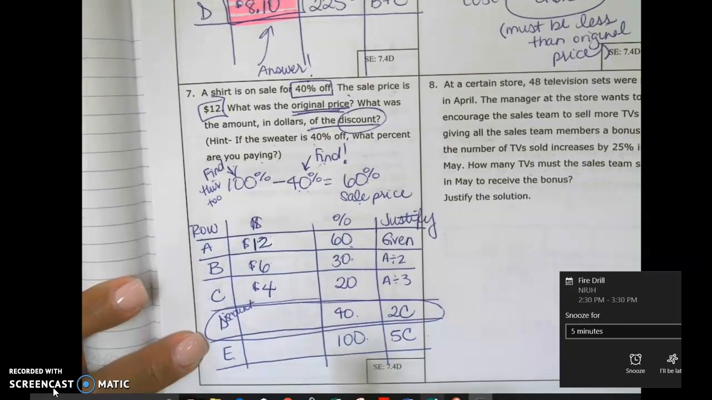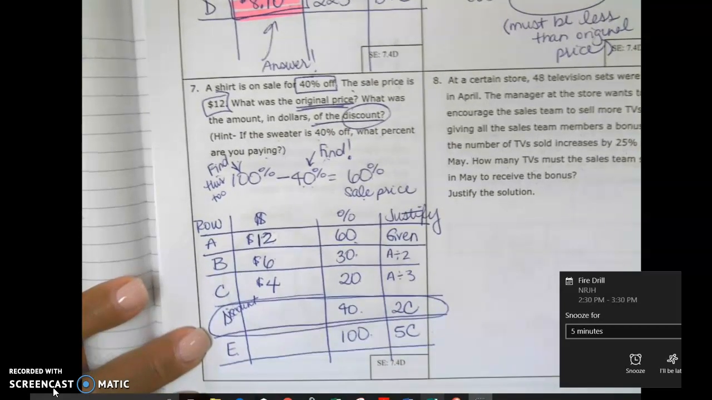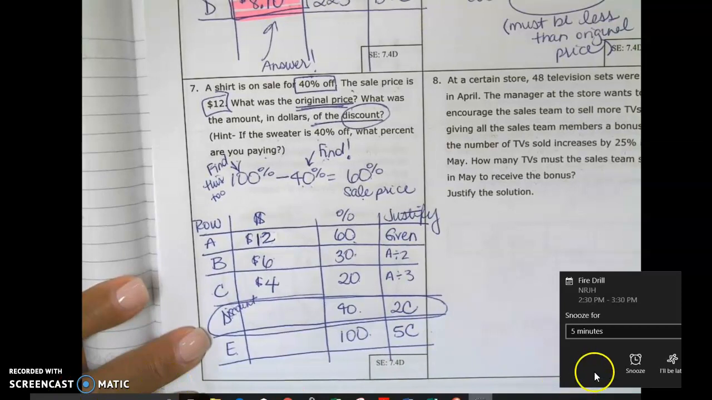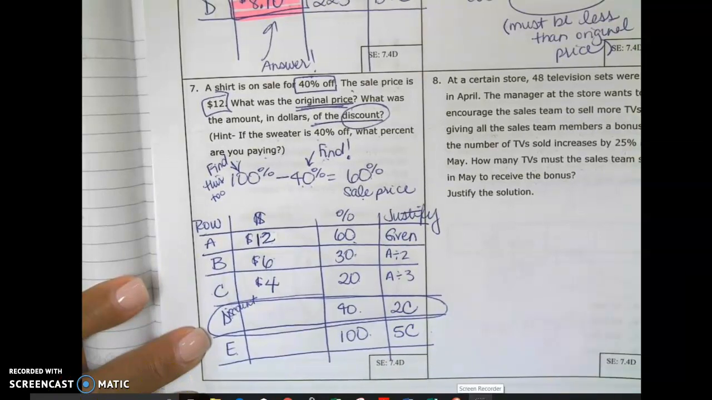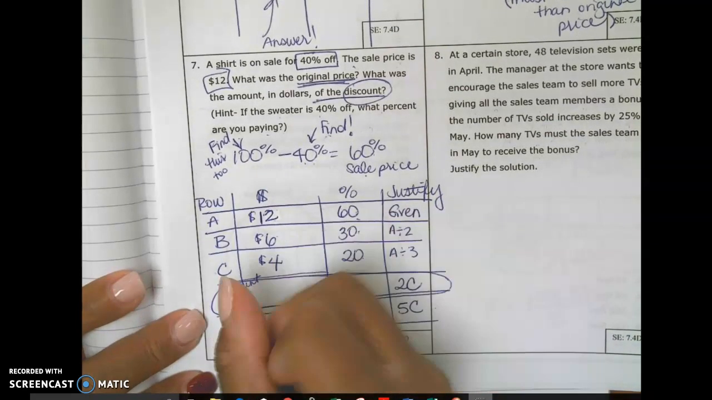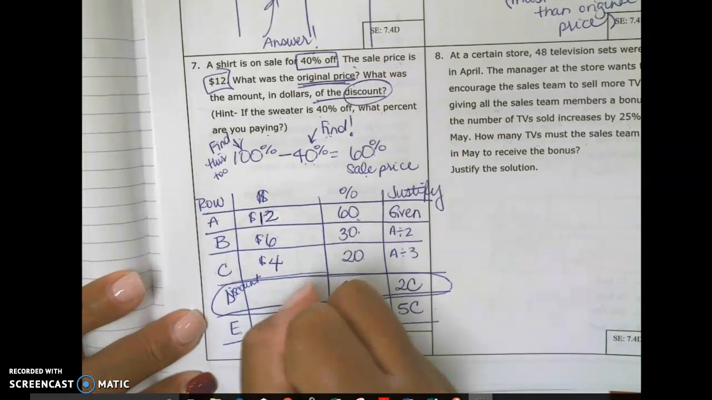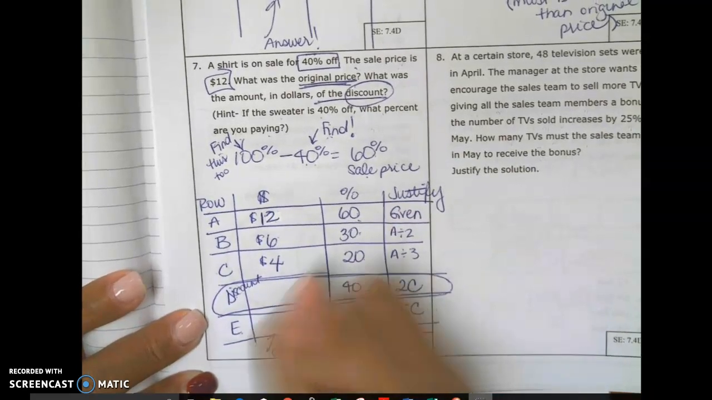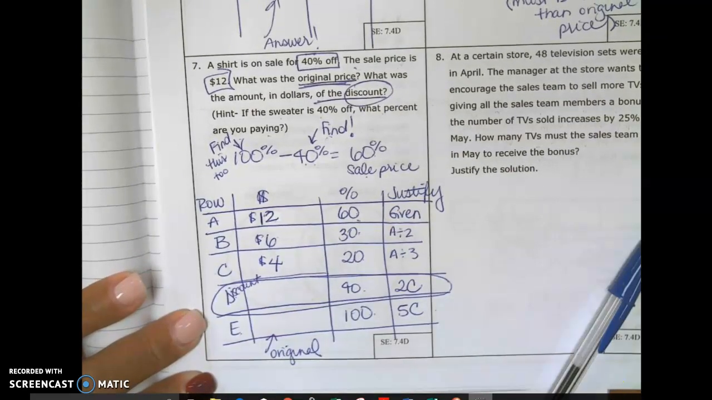And the D is for discount. And the E is for the original price. Original price, which is $20. $12. That was 24. Hey, shh. Don't shout it out.